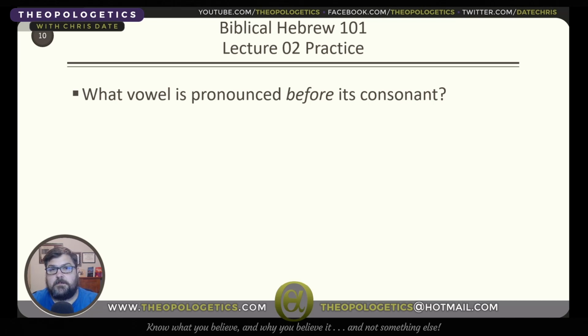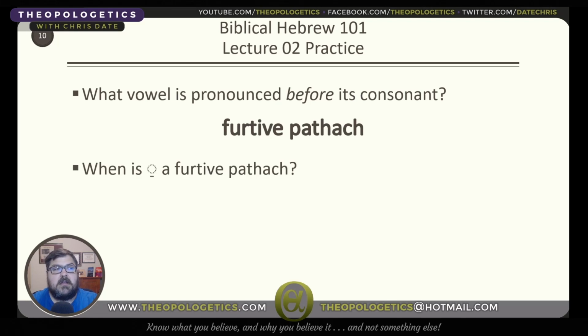And the answer is the furtive pathach. Remember, furtive means stealthy or subtly or surreptitiously, something like that. And a furtive pathach is sort of snuck in before the consonant sound when it's a furtive pathach. So when is the pathach, that's the little horizontal line under the consonant, when is the pathach a furtive pathach? When is a pathach furtive?